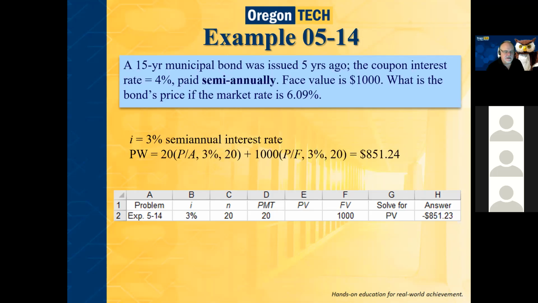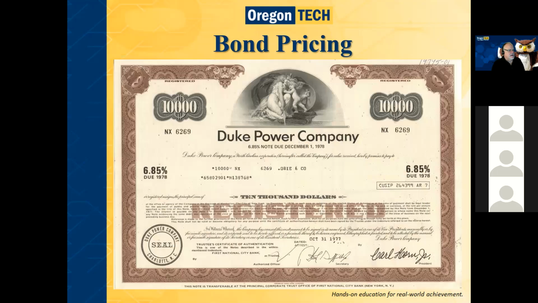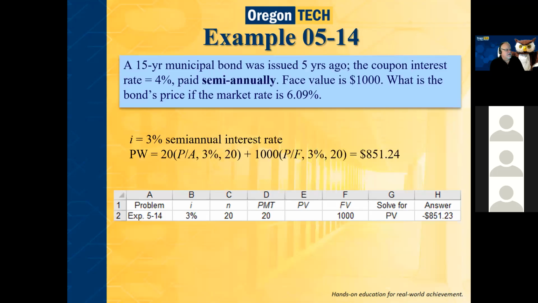paid semi-annually, twice a year. Very common on bonds. The coupon interest rate is 4%. On this value, it says 6.85 on the coupon rate. Face value is $1,000, like that example. But in this case, it's 4%. It's paid semi-annually. Cool. What is the bond price if the market rate is 6.09%?